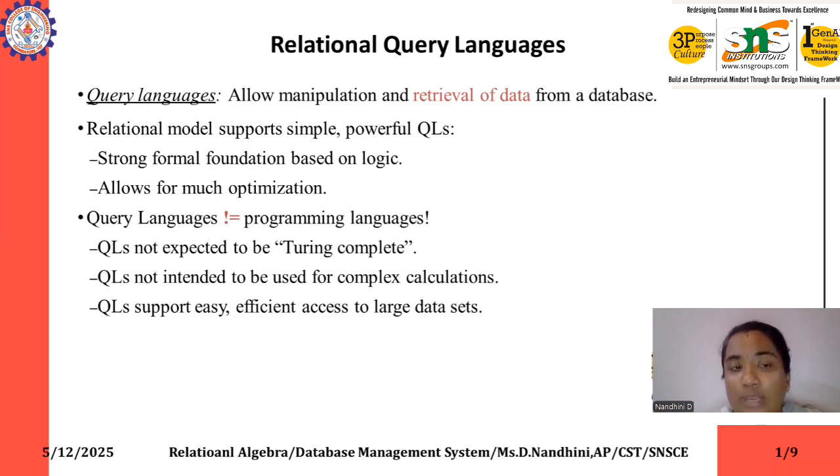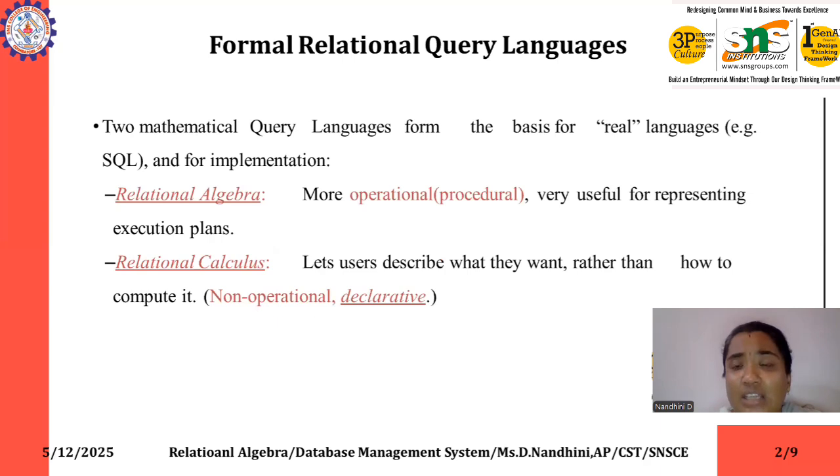It consists of a strong formal foundation based on logic, and allows for much optimization. Query languages, which are not programming languages, are not expected to be Turing complete. It also supports easy, efficient access to large data sets. Therefore, there are two formal relational query languages, two mathematical query languages that form the basis for real languages and for implementation.